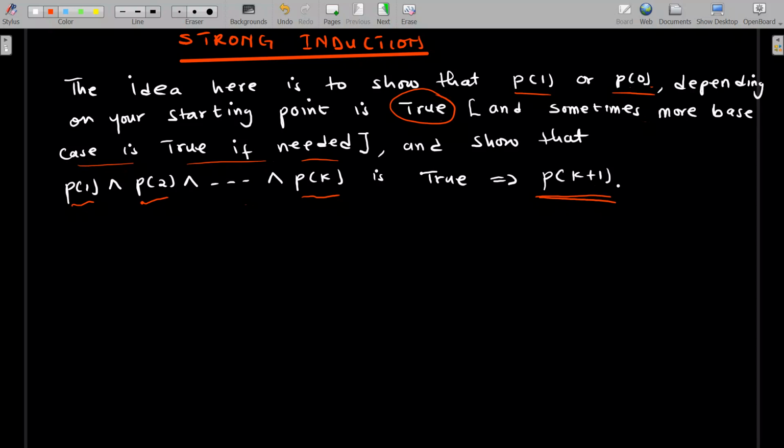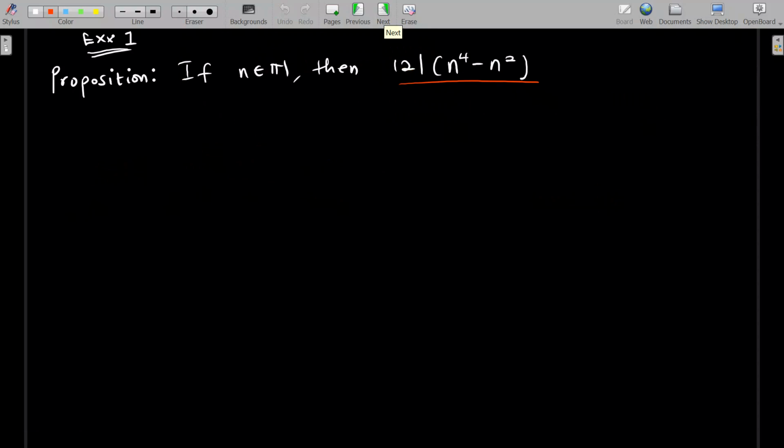So what you're going to do is show some base cases, and all of them should be true, and if all of these are true, then if you consider k plus 1, that should be true as well. So the general idea behind strong induction is that the base cases most of the time are more than 1.